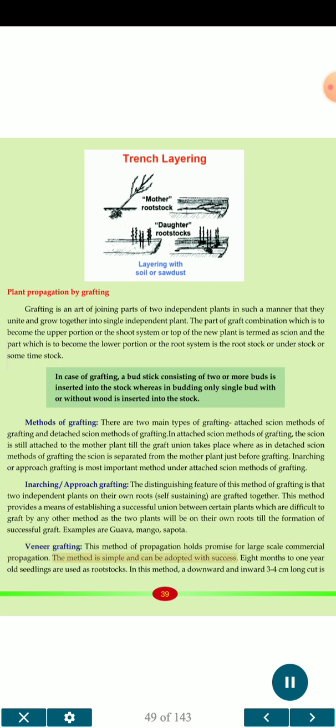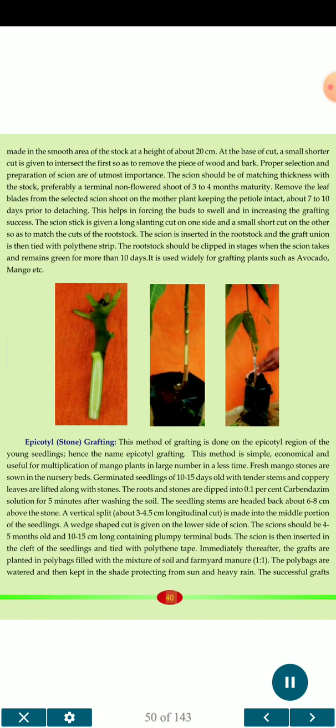The method is simple and can be adopted with success. 8 months to 1-year-old seedlings are used as rootstocks. In this method, a downward and inward 3 to 4 cm long cut is made in the smooth area of the stalk at a height of about 20 cm. In case of grafting, a bud stick consisting of 2 or more buds is inserted into the stalk, whereas in budding only a single bud with or without wood is inserted into the stalk.